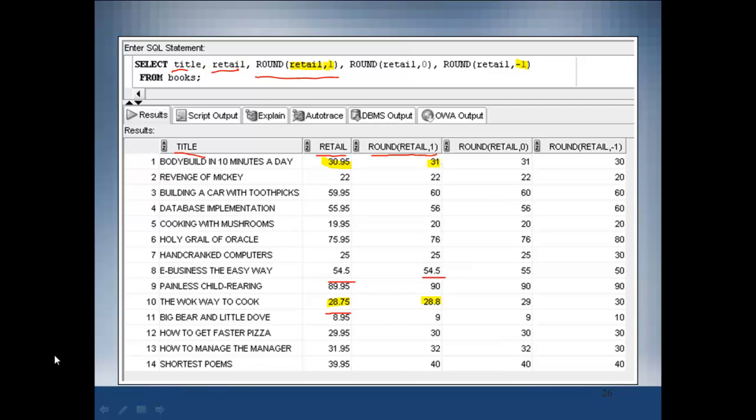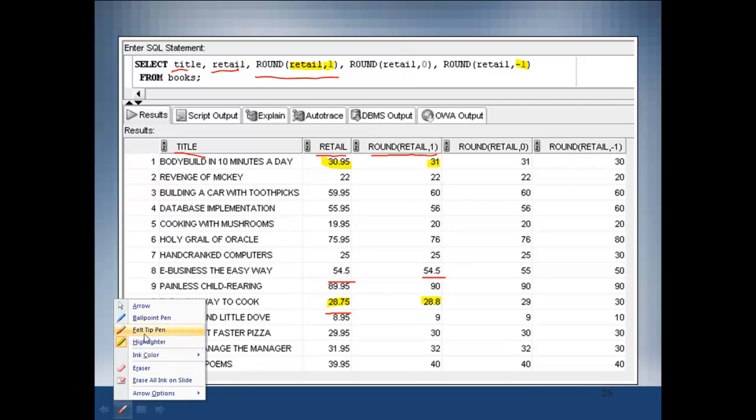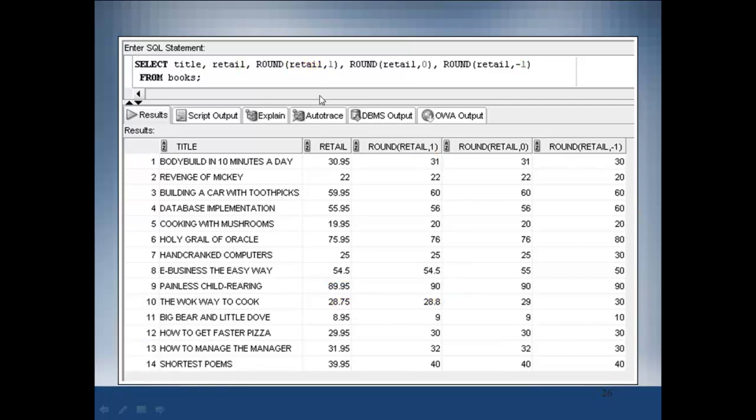The second example of using the round function uses a second argument of 0. The 0 indicates that the retail price should be rounded to no decimal places. So we take that 30.95, it gives us a 31. Well, that looks like the same thing here. But if we go down further, we see this example of 54.5 gets rounded to no decimal places. It means it gets rounded to 55.